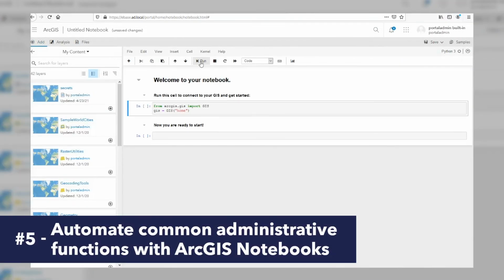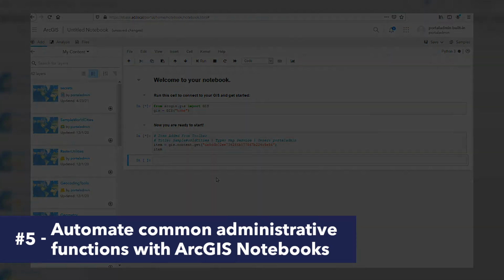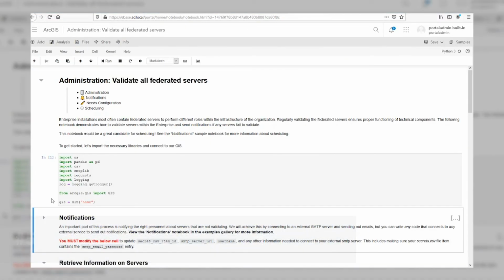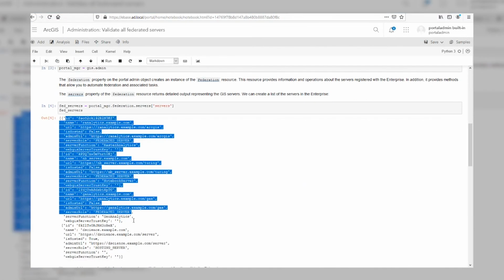And finally, we'll show you how to use ArcGIS Notebooks and the ArcGIS API for Python to automate common administrative functions.